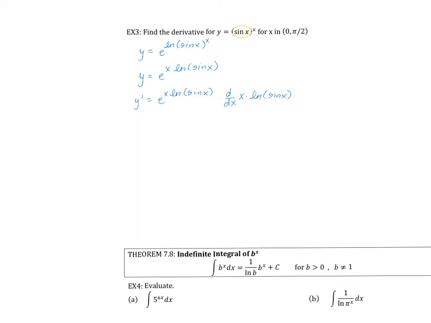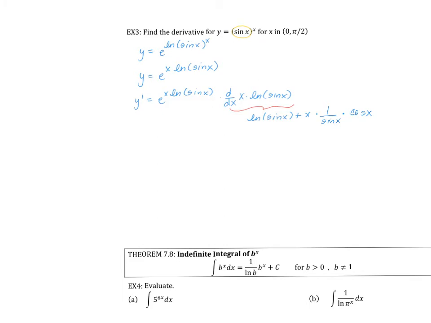And this is the product rule, because I'm taking the derivative of a function of x times a function of x. So the product rule says derivative of x is 1, natural log of sine x stays the same, plus x stays the same. The derivative of the natural log of sine x is 1 over sine of x times the derivative of sine of x, which is cosine of x. So you have to use the chain rule there.